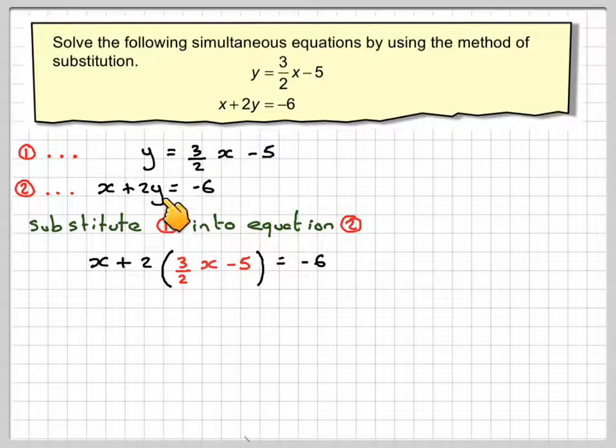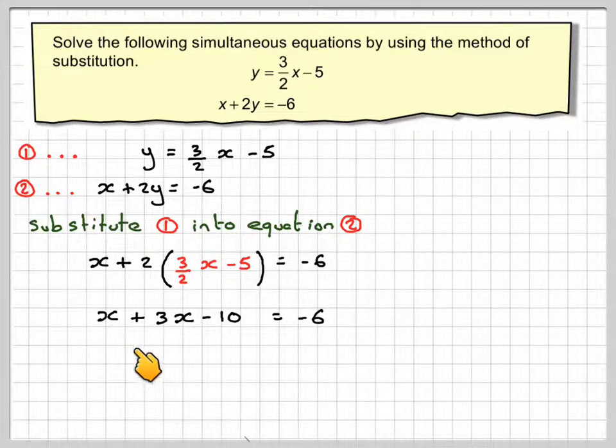So what I've done is change the y in here to 3/2 x minus 5, because that's what y is equal to. Now I'm going to solve this equation by multiplying out the bracket. So 2 times 3/2 gives me 3x, and then 2 times minus 5 will give me minus 10, still equal to minus 6. x plus 3x makes 4x, minus 10 is equal to minus 6.